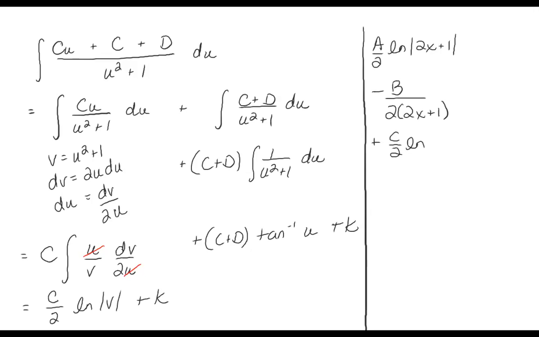plus 1, and u was x minus 1, right? So that would be, undo, x minus 1 squared plus 1. And if you multiply that out, that's going to be that original x squared minus 2x plus 2. Okay. Okay, so c over 2 ln of v.